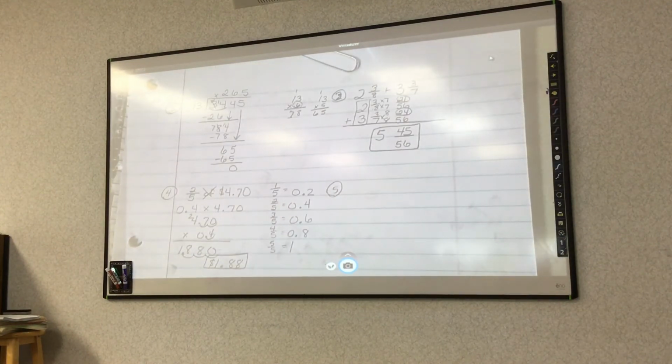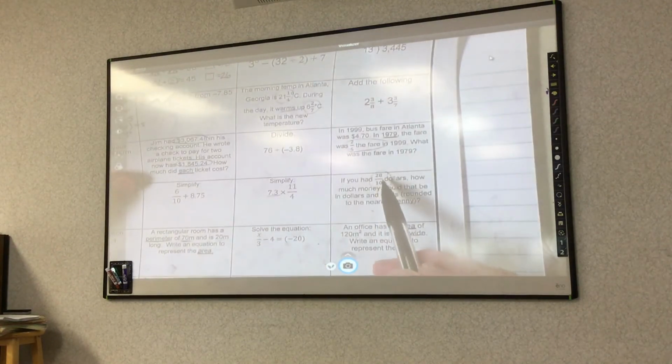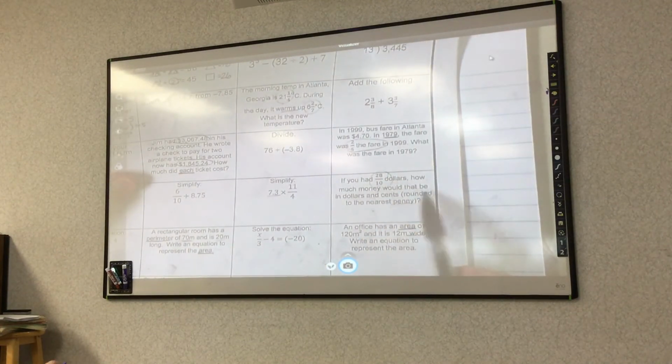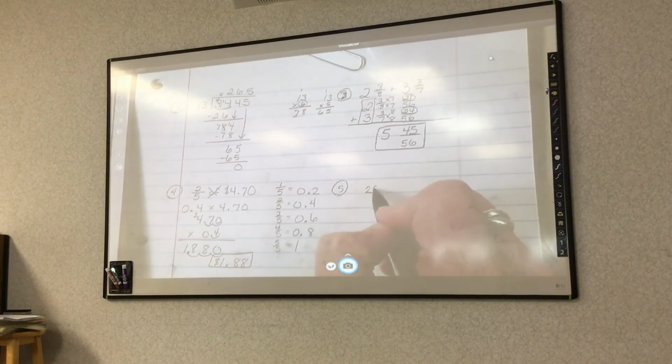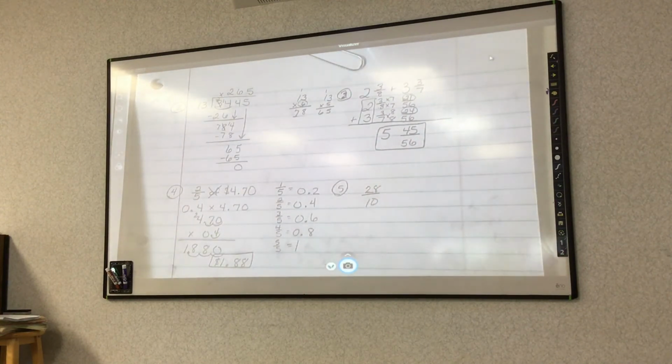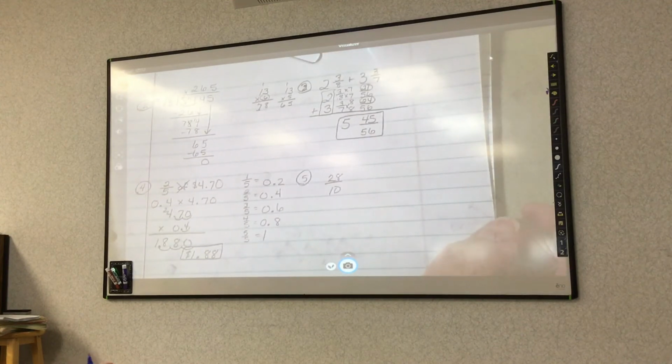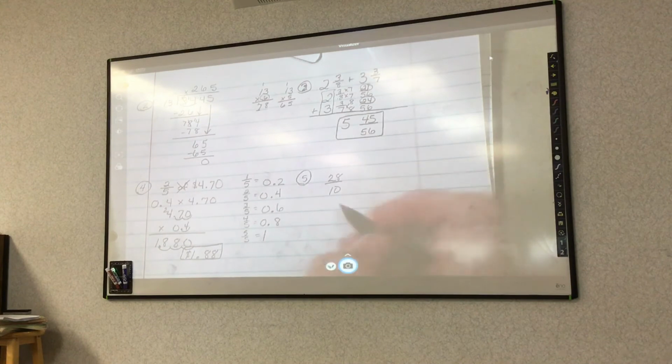Number 5, if you had 28/10 dollars, how much money would that be in dollars and cents, rounded to the nearest penny? So if I have 28/10, how do I find it as a decimal? You divide the top by the bottom, because it's not just tenths. If I had 1/10, I could say it would be 0.1.